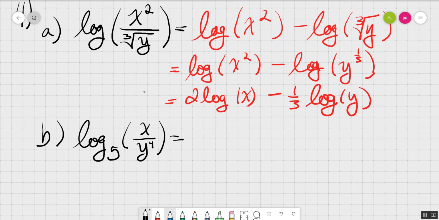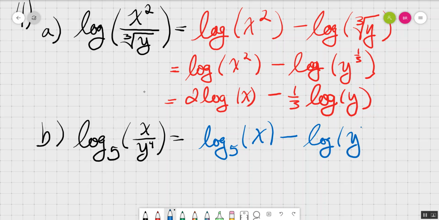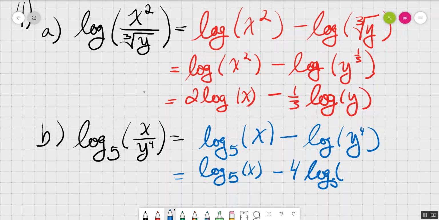This one's easier than the one before. I should have done this one first. So again, I'm going to apply the division rule first because I want to use the power rule last. So we got log base 5 of x minus my denominator, which would be log of y to the 4th. Then I'm going to hop my powers out. This one doesn't have one to hop out, so I'm just going to have the log base 5 of x minus 4 the log base 5. Ooh, I missed my base 5 here, of y.